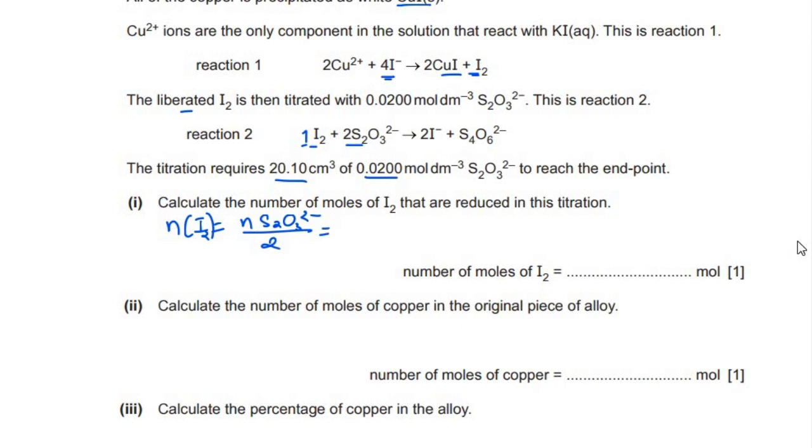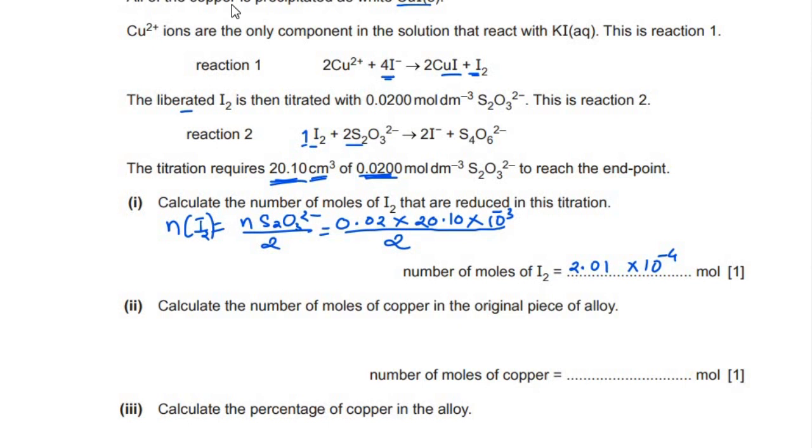And how do we calculate the moles of thiosulfate? Concentration multiplied by volume. So what is the concentration? 0.02 multiplied by the volume, that is 20.10 × 10^-3, I did to change the cm³ into dm³, and then divide by 2. The answer is 2.01 × 10^-4. Okay, calculate the moles of copper in the original piece of alloy.